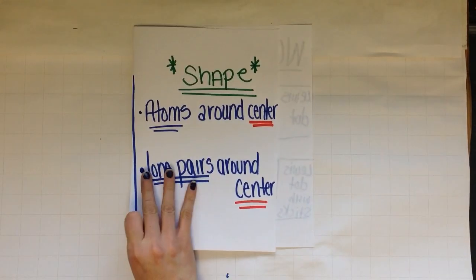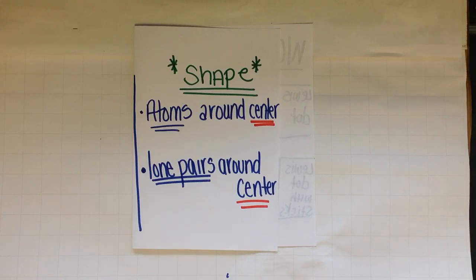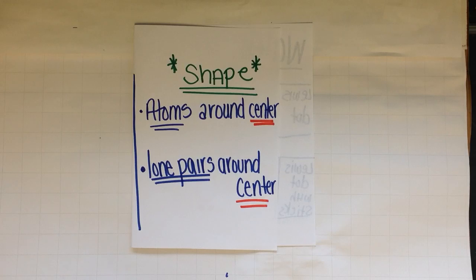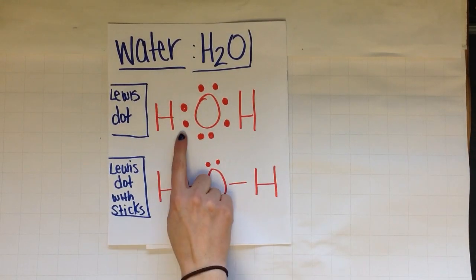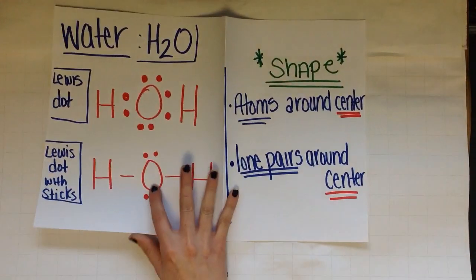Water actually has a shape, and in order to determine the shape of water, we need to look at two things. Anytime we want to know the shape of a molecule, these two things are important: how many atoms are there around the center, and how many lone pairs are there around the center? It all involves the center. So let's take a look. Here we go, our two questions.